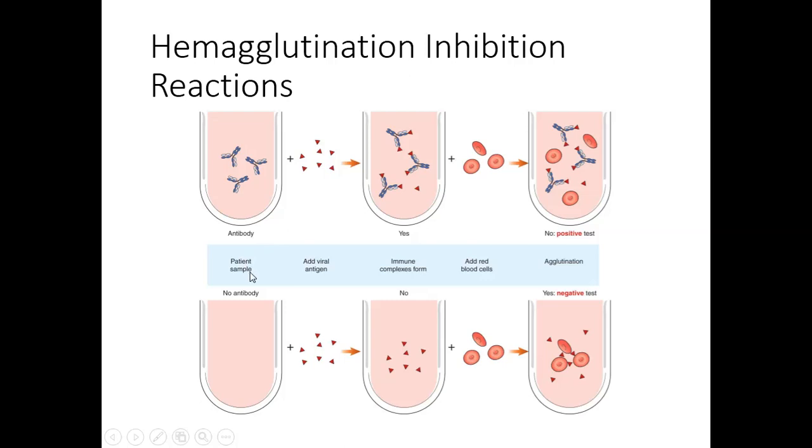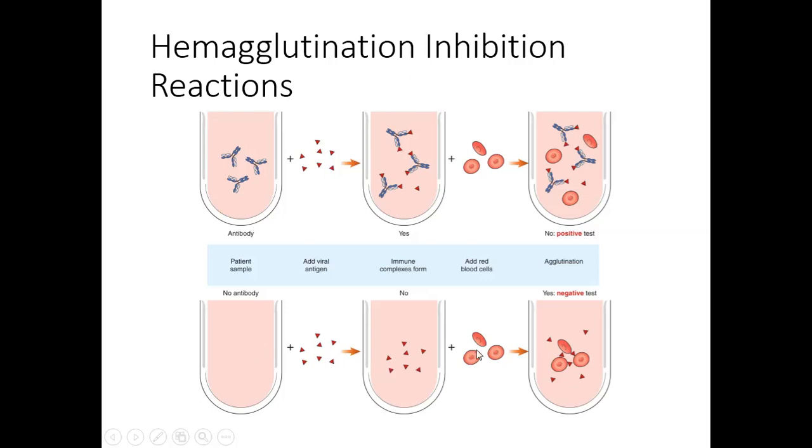In the second test, a negative test where the patient has no antibody, we add the viral antigen that matches it. So we're looking for some form of a virus, right? We add the viral antigen that would normally bind off to the antibody if it was present. Did any immune complexes form? No, because there's no antibody there, right? Patient didn't have any antibody.